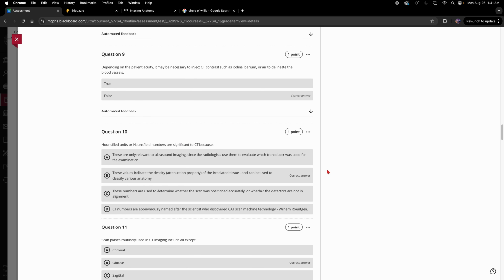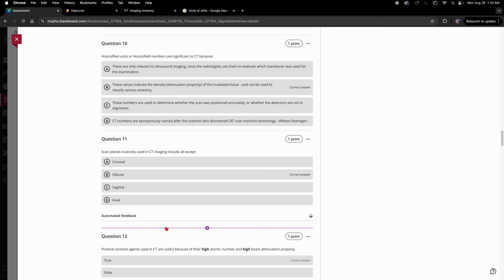Question 10. Hounsfield units or Hounsfield numbers are significant to CT because, let's look at all the answers. These are only relevant to ultrasound. Well, we could clearly get rid of option A. Option C, these numbers are used to determine whether the scan was positioned accurately. No. CT numbers are eponymous and named after the scientist who discovered CT scan technology, Wilhelm Röntgen. Wilhelm Röntgen discovered X-rays. Option B is the only answer.